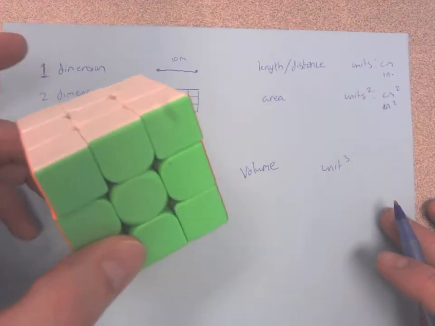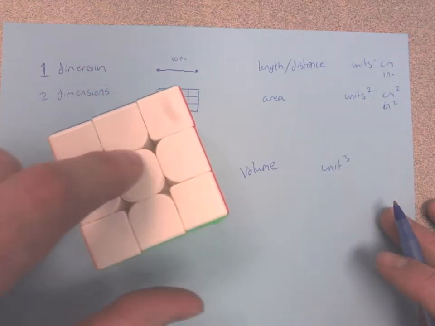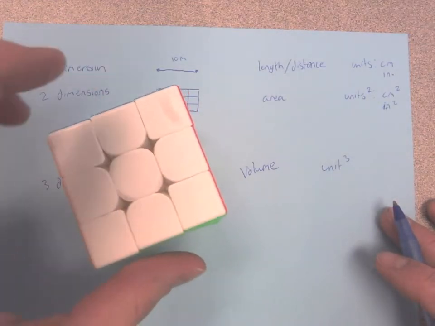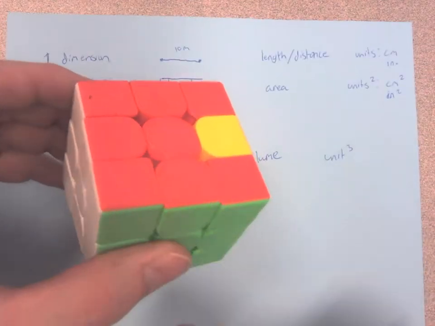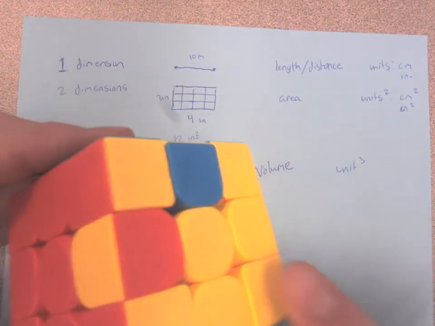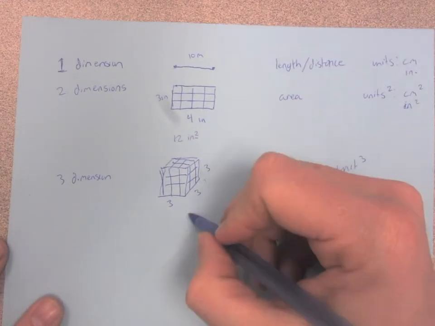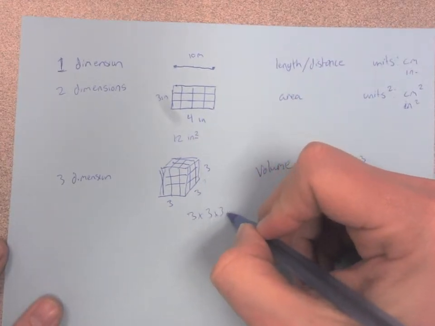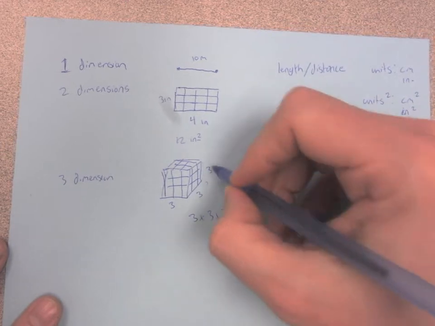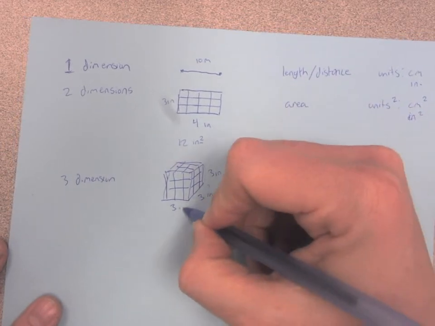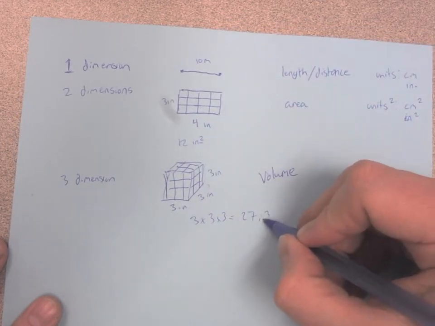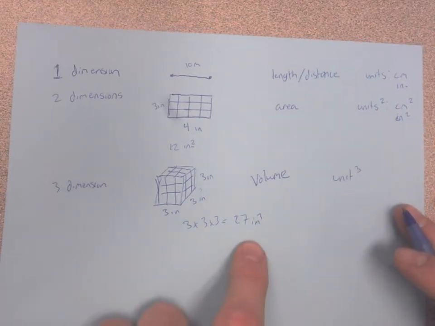So if you look at this one, it's 3 by 3 by 3. There's 9 on the top, there's 9 in the middle, and there's 9 on the bottom. That's 27 in total, and 3 times 3 times 3 is actually equal to 27. So let's say that these are inches, inches, inches. It's 27 cubes, 27 little mini cubes.